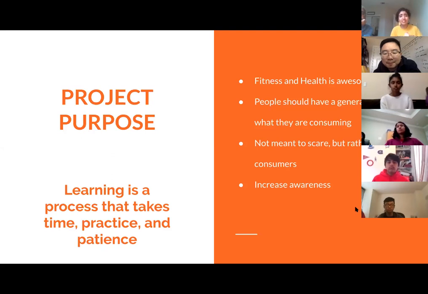And one key thing that I learned throughout this entire process at AI Camp is that learning is a process that takes time, patience, and practice. It's not something that happens instantly, and it's truly a process.